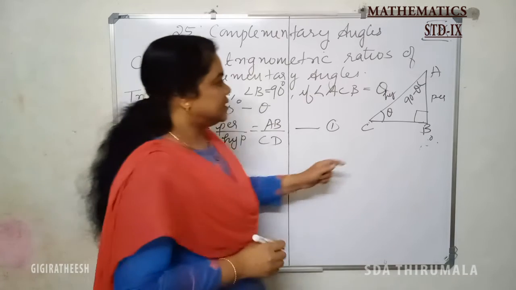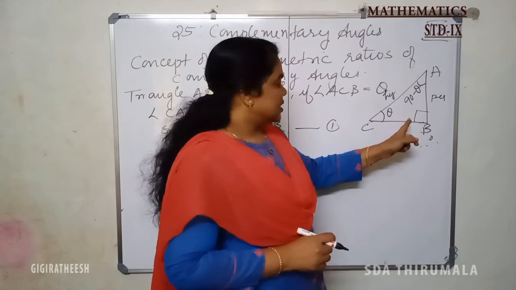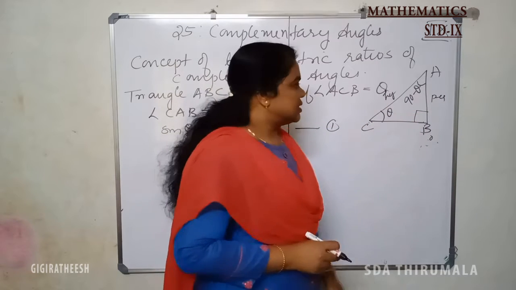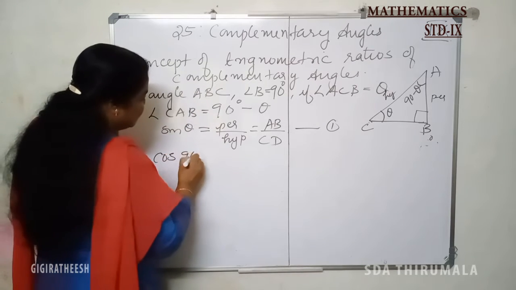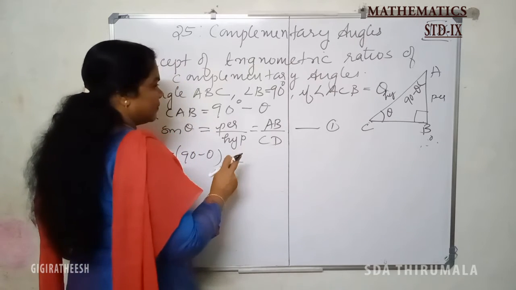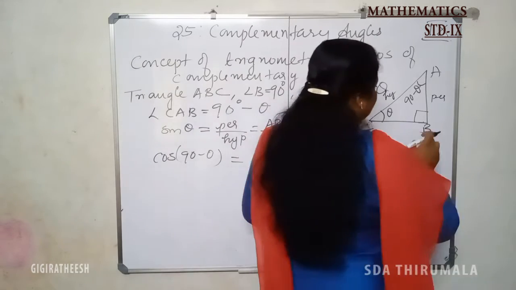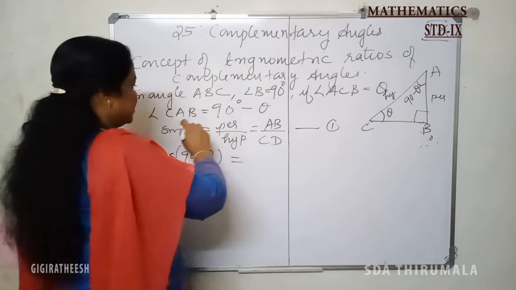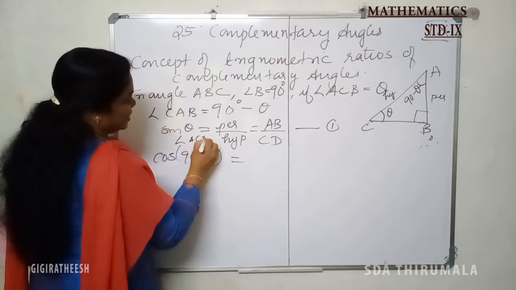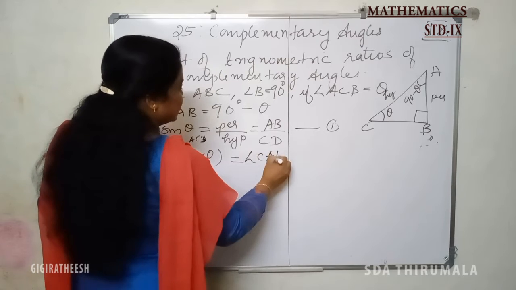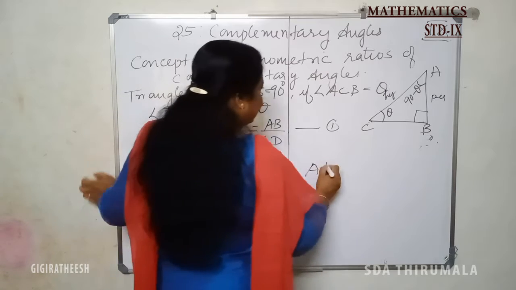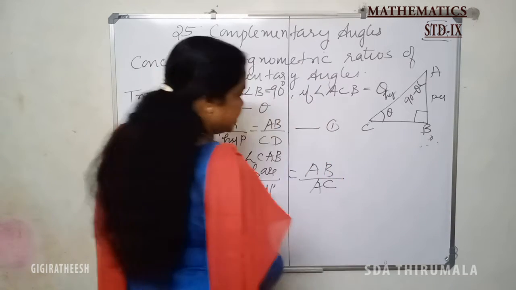Next, cos of 90 minus theta is equal to cos of angle CAB, which is base by hypotenuse, that is AB by AC. This is equation number 2.